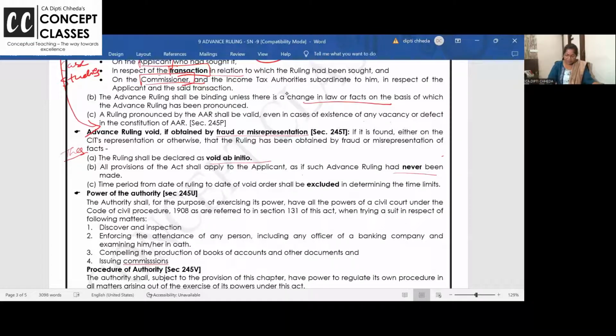The time period from the date of ruling to the date of void shall be excluded. If your case was pending under 143, 144, 147, whatever, just an example, it will go on now in routine. So if the applicant has obtained the ruling by fraud or by misrepresentation, the ruling shall be void ab initio. It will never be made and it should be excluded.